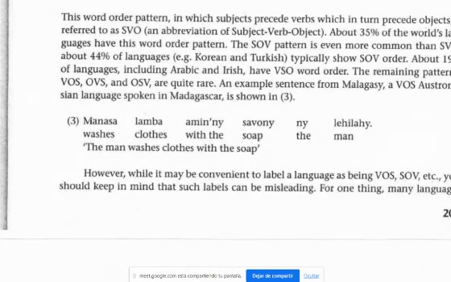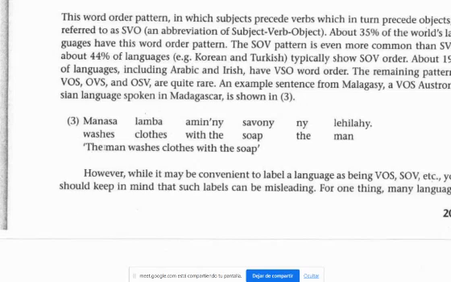What you see here in 3 is the language that they are studying, which is Malagasy. How many words do we have here? 1, 2, 3, 4, 5, 6. This is an example of Malagasy, but we don't speak Malagasy. I don't understand Malagasy. I understand the English version of that sentence.